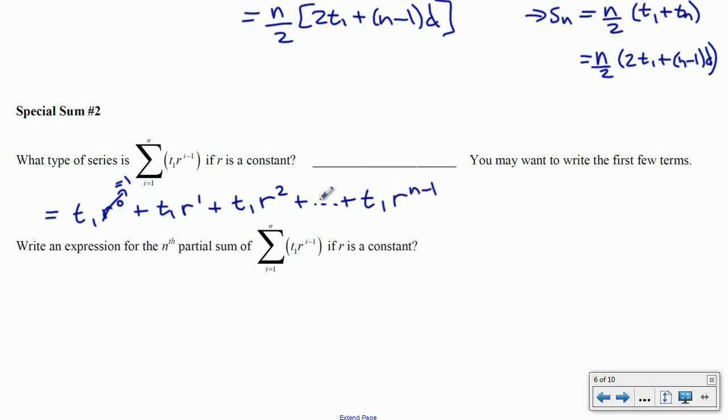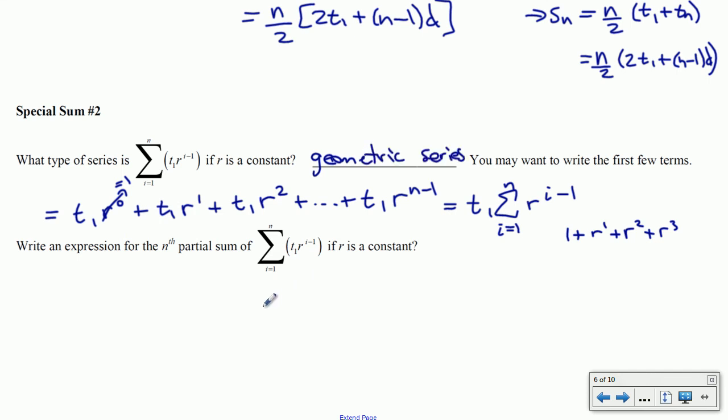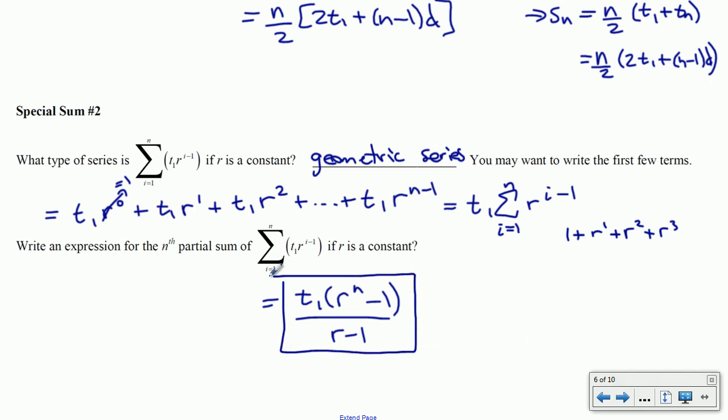Now we can factor out a t1 from each of these, and we would be left with 1 plus r to the 1, plus r to the 2, plus r to the 3, and so on. So that would basically be the sum of r to the i minus 1, i equals 1 to n. If we're looking at a series that goes 1 plus r to the 1, plus r to the 2, plus r to the 3, this is a geometric series. And we can write this partial sum as t1 times r to the n minus 1 over r minus 1. And hopefully that formula looks somewhat familiar.